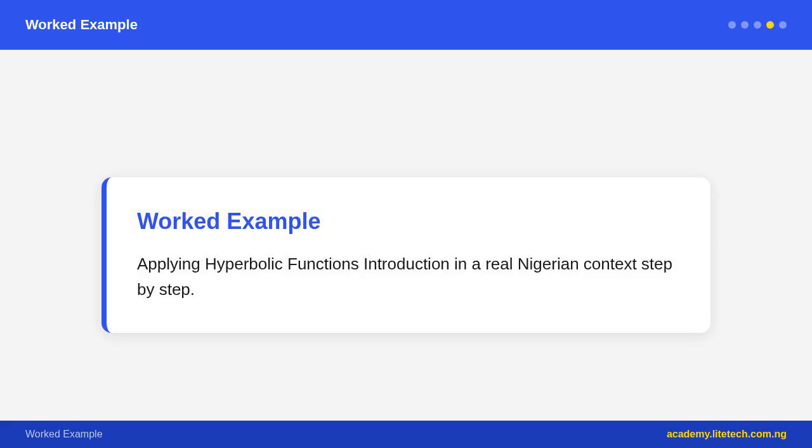E to the power negative 1 equals approximately 0.368. Sinh 1 equals 2.718 minus 0.368, divided by 2 equals 2.350 divided by 2 equals 1.175 approximately.